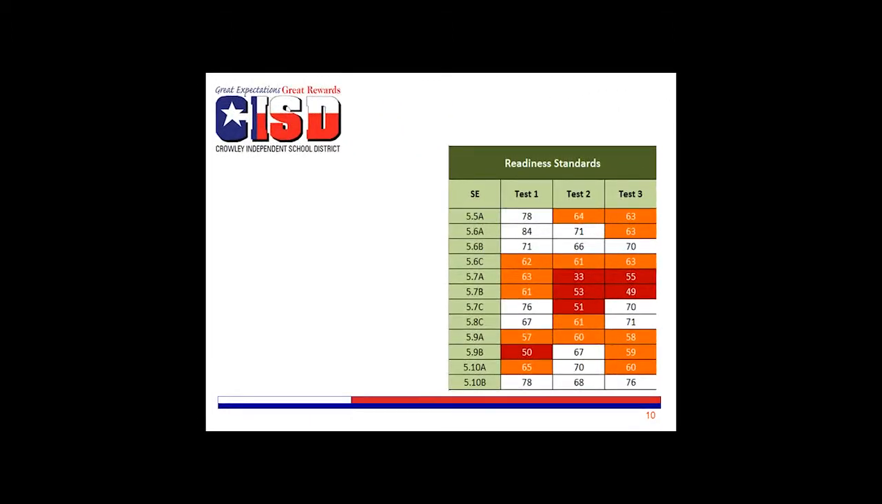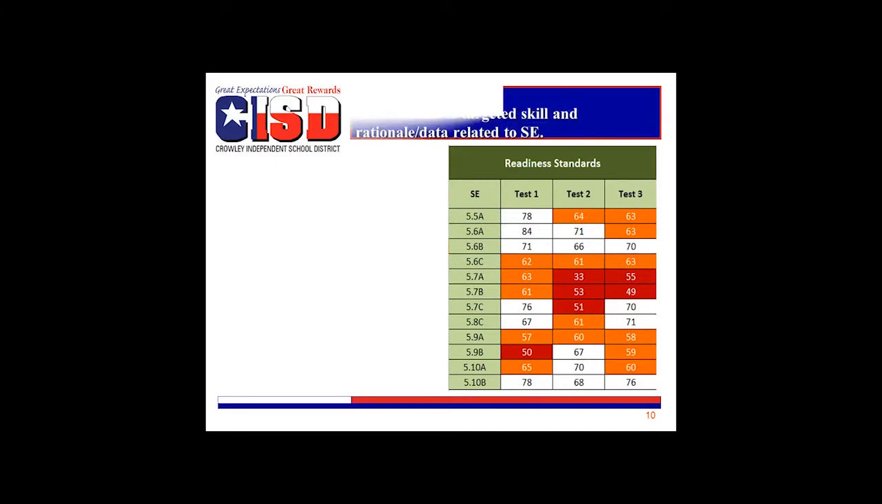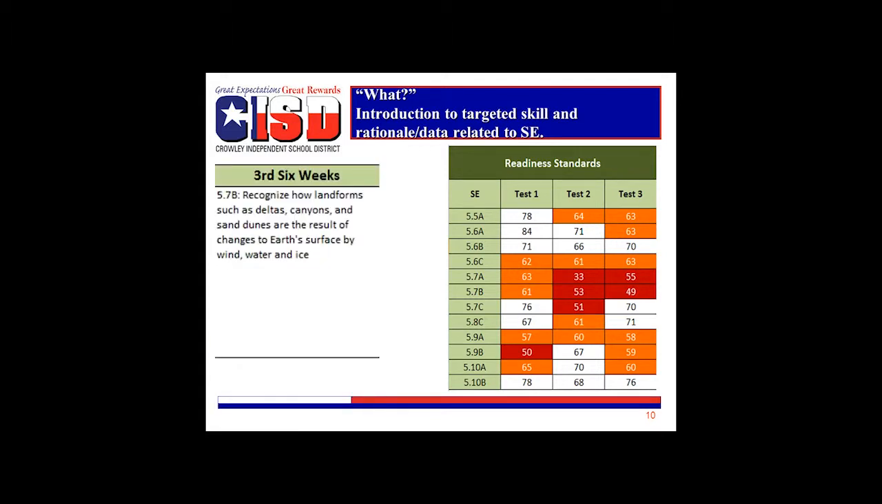As part of the PLC process, we will discuss our hotspot identified using a heat map. The third 6 weeks in 5th grade science, we will target TEK 5.7b. Take a moment to read over the TEK. I have selected 5.7b because by the red color it is an area of concern and it fell 4 points from the previous year. But more importantly, it has dropped off 12 points in the last 2 years.